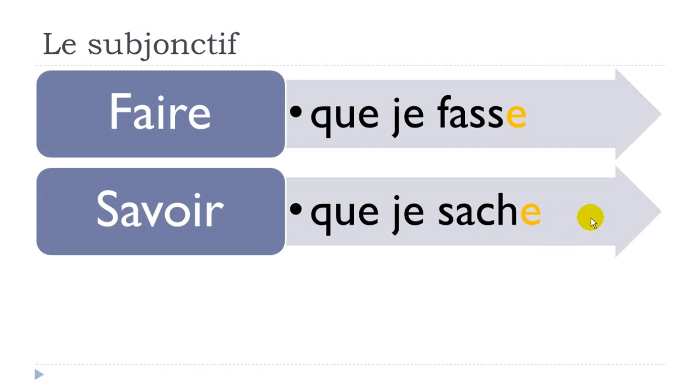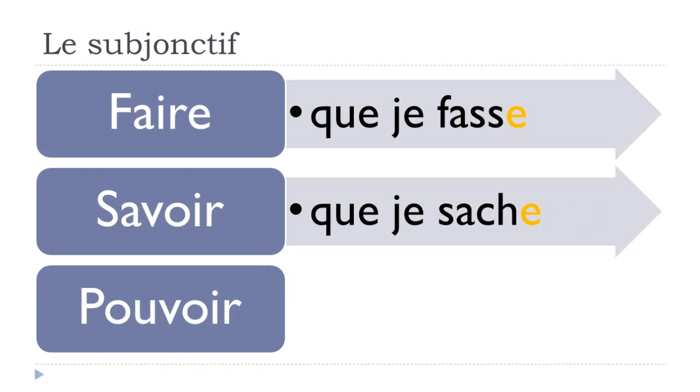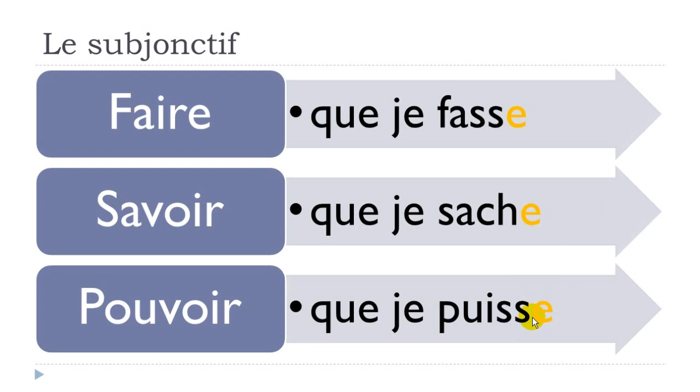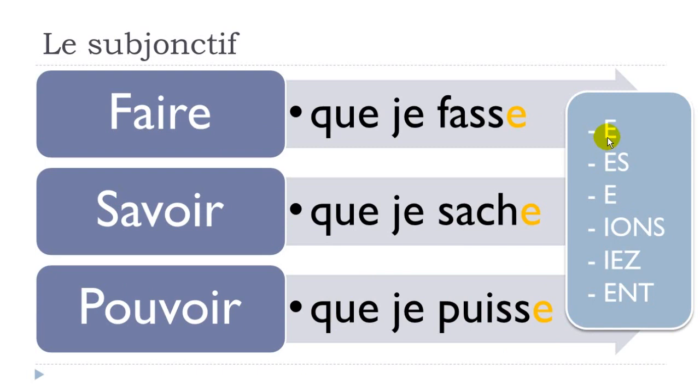And then pouvoir, can, will give you que je puisse. Exactly the same thing here. You take the first part away, and then you put the endings according to the person. Okay, so remember: faire, to do, que je fasse; savoir, to know, que je sache; pouvoir, can, que je puisse. All right? And then, of course, the endings: E, E-S, E, I-O-N-S, I-E-Z, E-N-T.